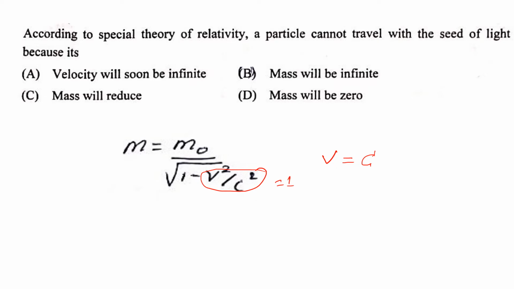So 1 minus 1 is 0. m will be m0 by 0, that is infinite. Therefore, if a particle travels with the speed of light, mass will be infinite. Therefore, particle can't travel with the speed of light. Option B is the right answer.